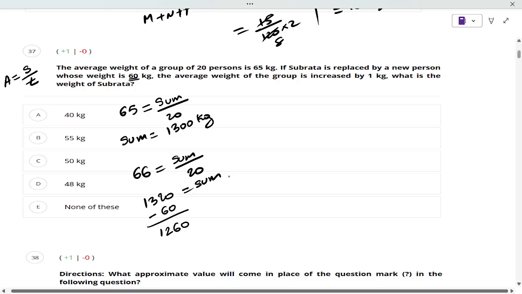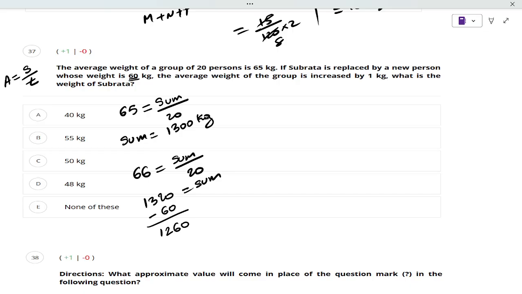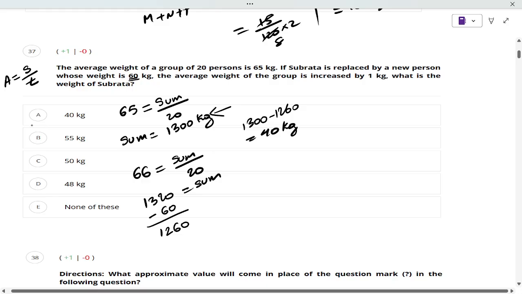Now if we want to find the kg of Subrata, Subrata was here. Now Subrata's kg is included in 1300. Here, 1260, we don't have Subrata. So if we just subtract it, 1300 minus 1260 will get 40 kg. So the answer is 40 kg.